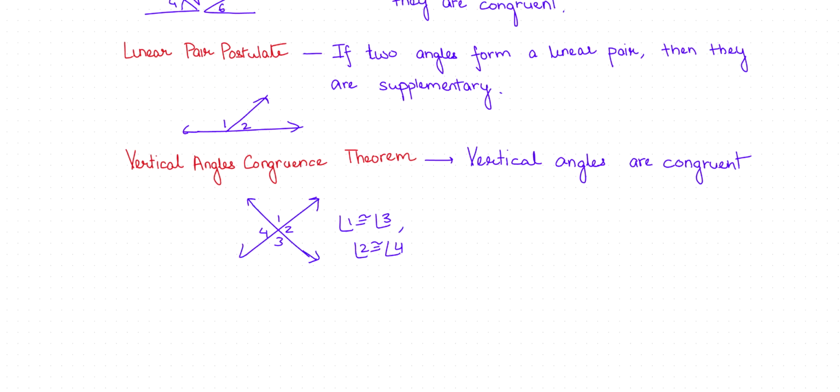They are formed when a pair of opposite, they are pairs of opposite non-adjacent angles when two straight lines intersect at a single point. So now let's do some problems and then it will be more clear.